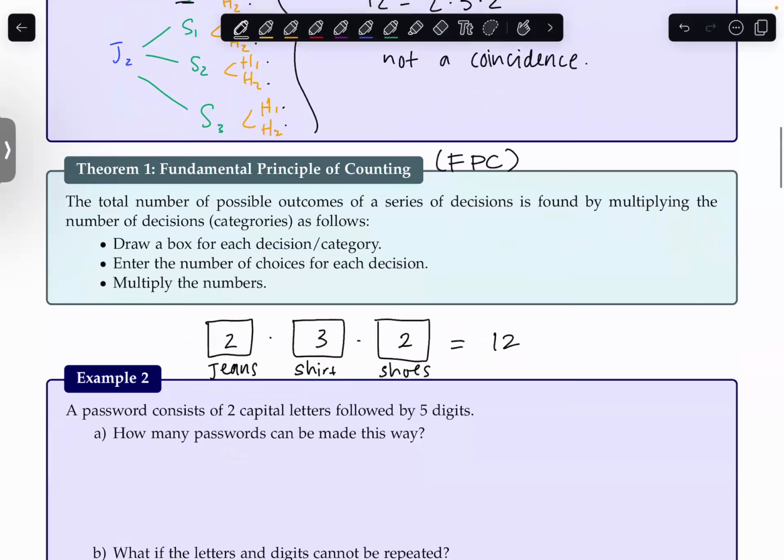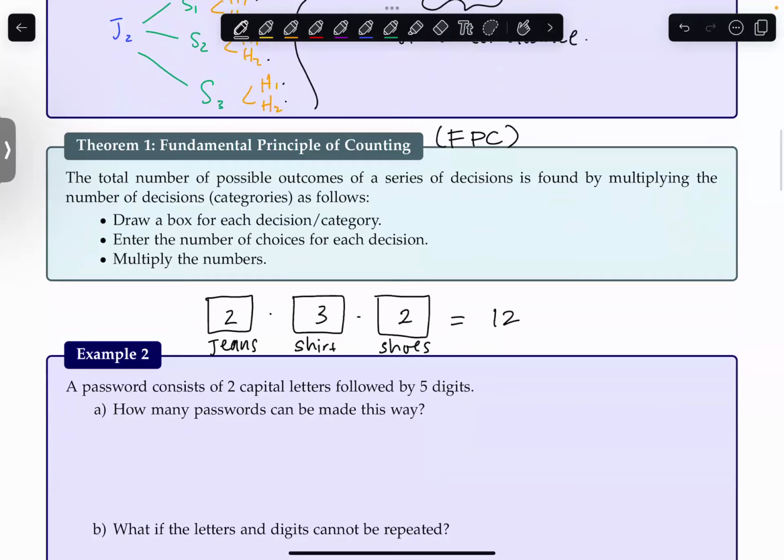Okay, so let's look at our next example. And again, instead of writing out all of the possible options and then counting them, let's use our fundamental principle of counting by writing out all these boxes with all the different choices we need to make, and then deciding within each one of those boxes, within each one of those categories, how many choices we have.